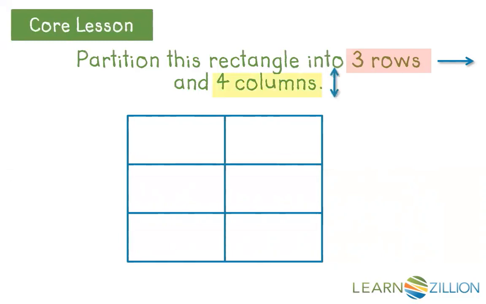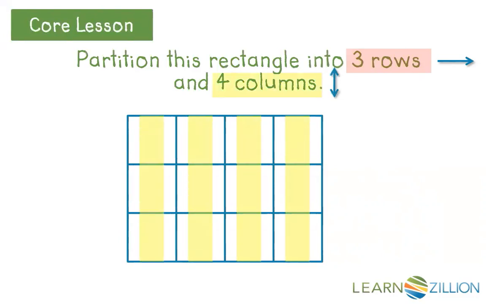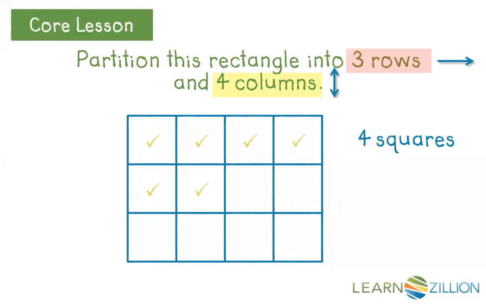I draw a vertical line in the middle, another vertical line, another vertical line. This gives me 1, 2, 3, 4. I will count how many squares are in each row. 1, 2, 3, 4. The next row, 1, 2, 3, 4. And the last row, 1, 2, 3, 4.